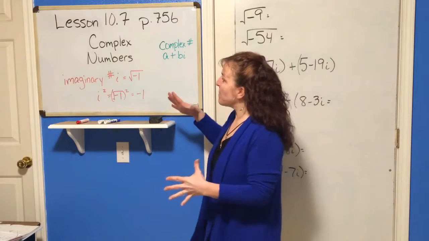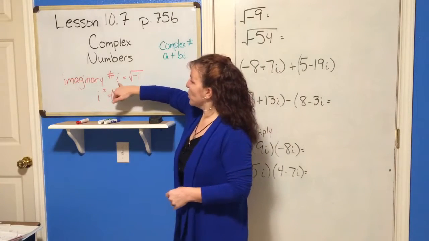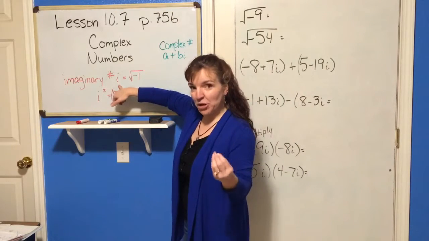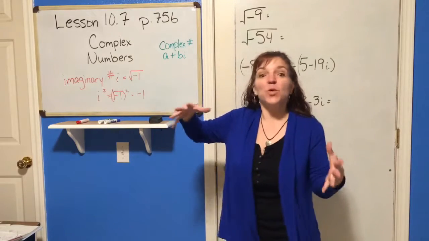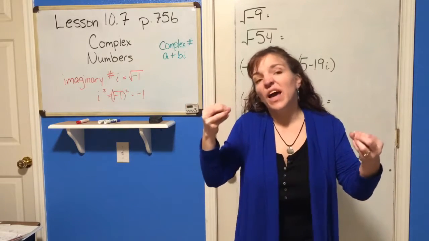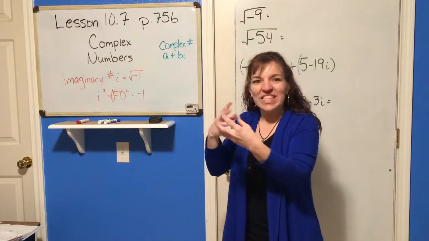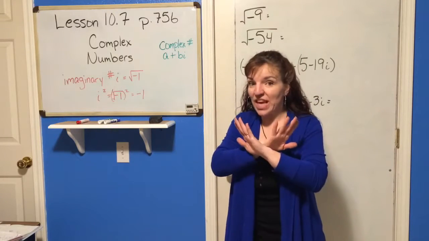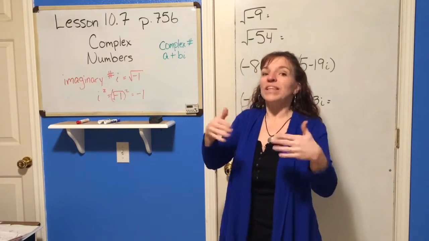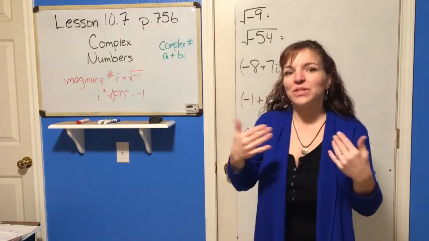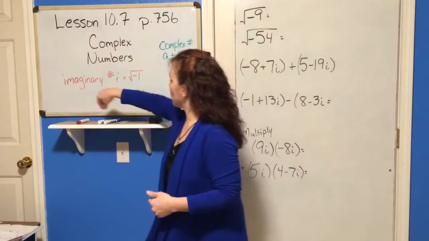An imaginary number, we use the letter i to indicate an imaginary number, and that stands for the value of the square root of -1. Remember, when you've seen a square root of a negative number, you've just said there's no real answers. Well, now you have an answer. It's not a real answer, it's an imaginary answer, and I'll show you how to do it.